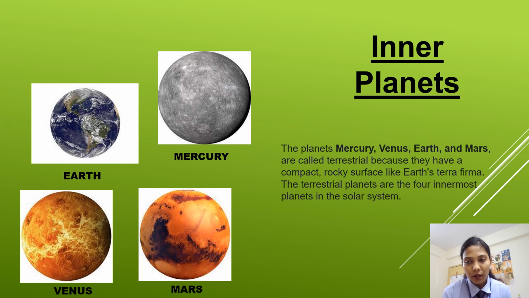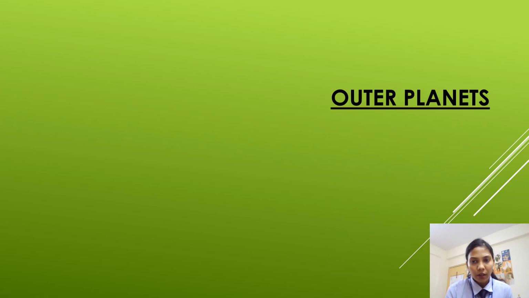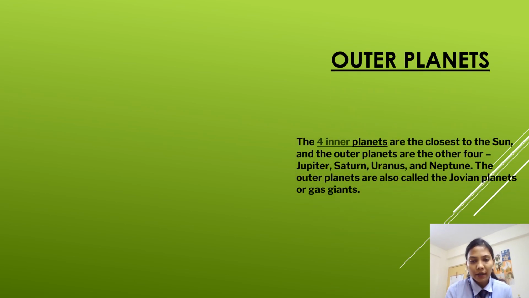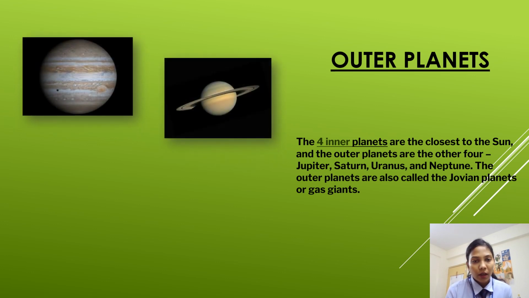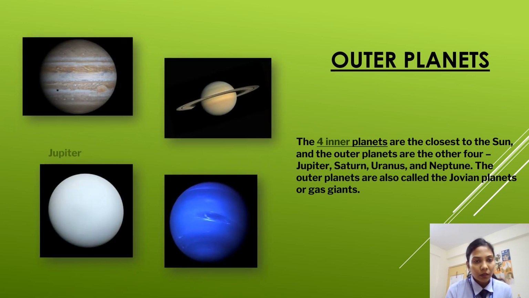Okay, so now we understand what the outer planets are. The outer planets are the 4 planets Jupiter, Saturn, Uranus and Neptune. These 4 planets are called Jovian planets, and they are made of gases. So they are also called gas giants. You see the picture of these 4 outer planets: first is Jupiter, second is Saturn, then Uranus and Neptune. So now we understand what the outer planets are.